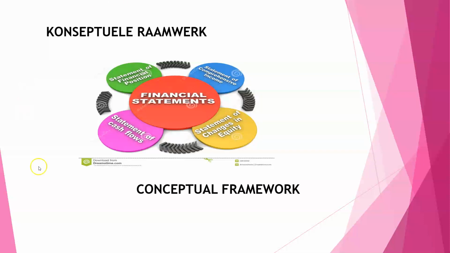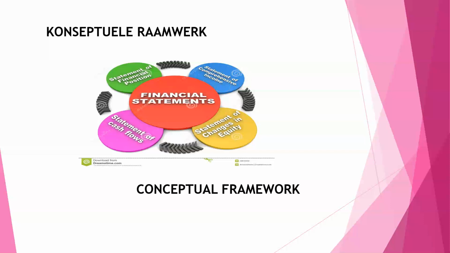Okay, let's see what the conceptual framework is all about. The first thing that it's all about is general purpose financial statements. We also told each other that the main financial statements that we're talking about are, number one, the statement of financial position, previously known as the balance sheet. So there you know that we're talking about assets, liabilities, and equity. The second statement that is important is the statement of profit or loss and other comprehensive income, or for short, the statement of comprehensive income. That is, in the old terms, the income statement.